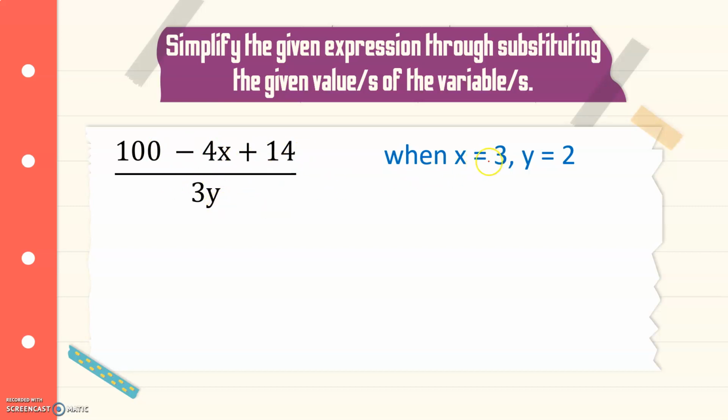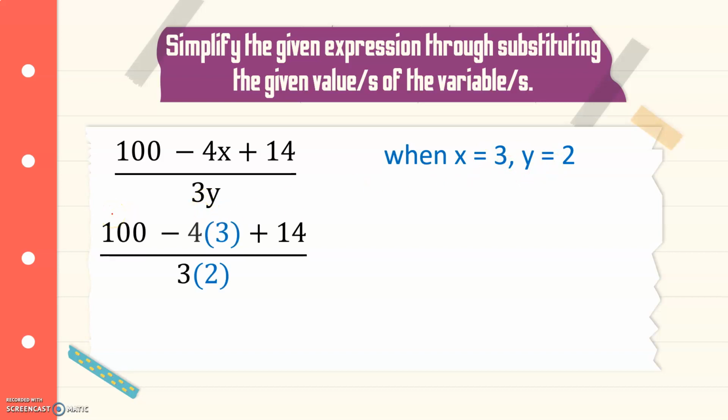Another example, 100 minus 4x plus 14 all over 3y. It's given that x is 3 and y is 2. So again, we just have to substitute first. When we substitute the values of the variables, we'll now have 100 minus 4 times 3 plus 14 all over 3 times 2. So following the GEMDAS rule, we'll have 100 minus 12 plus 14 all over 6.